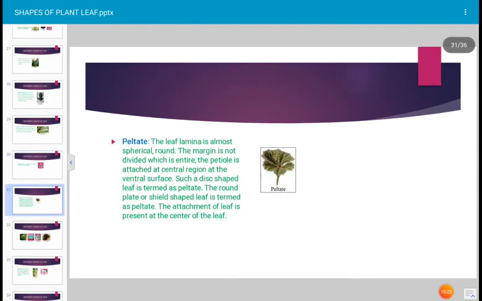Next, peltate leaf. The leaf lamina is almost spherical, round. The margin is not divided, which is entire, or sometimes it is dentate. The petiole is attached at the central region on the ventral surface. Such a disc-shaped leaf is termed as peltate. The round plate or shield-shaped leaf is termed as peltate. The attachment of the petiole is present at the center of the leaf.